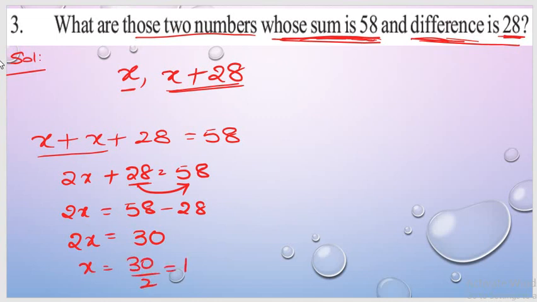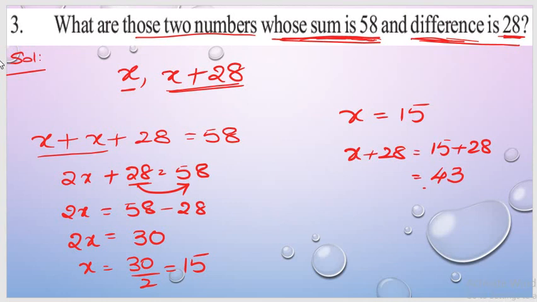So 30 by 2 is nothing but 15. Then what are the numbers? So the numbers are x is equal to 15 and x plus 28, which is nothing but 15 plus 28, which is nothing but 43. So the numbers are 15 and 43. If you check, 15 plus 43 will give you 58 and 43 minus 15 is nothing but 28.